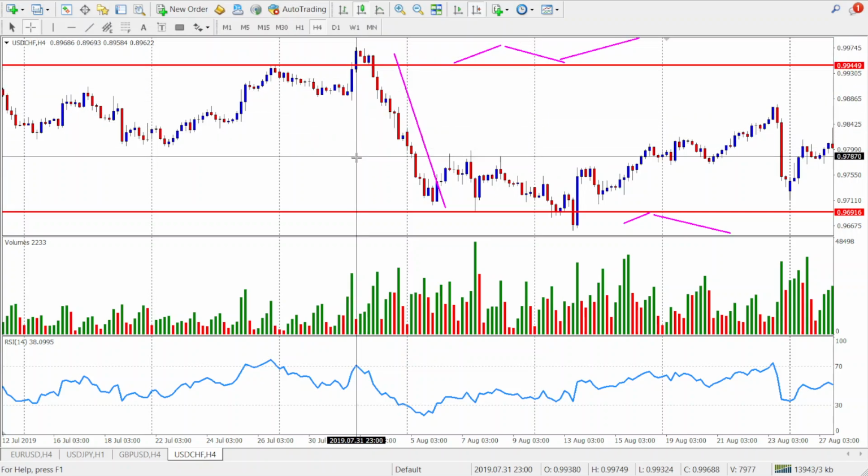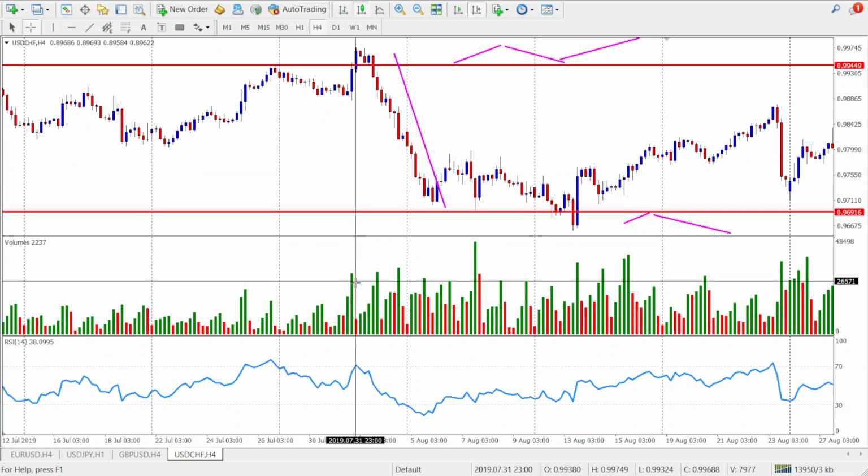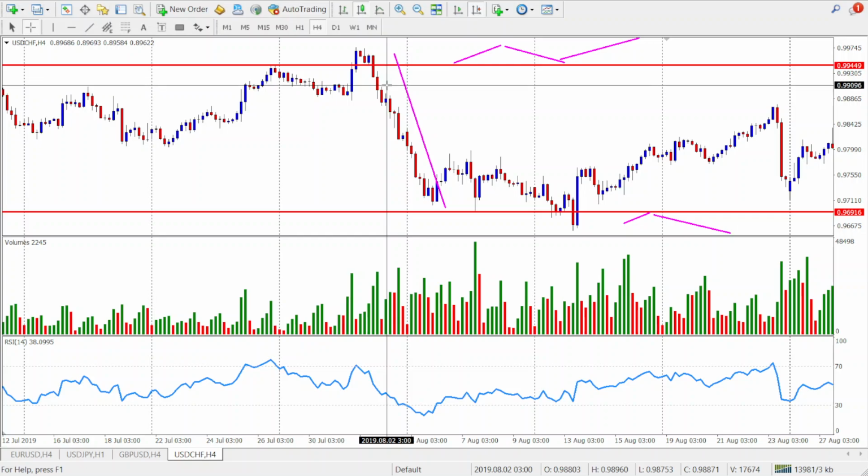Look down. You can see that there was actually low volume at the time of that breakout. Now, there was no strong momentum candle, so it's a red flag.